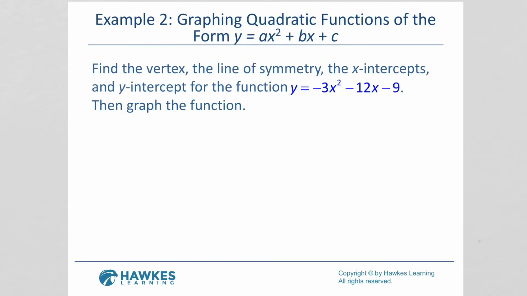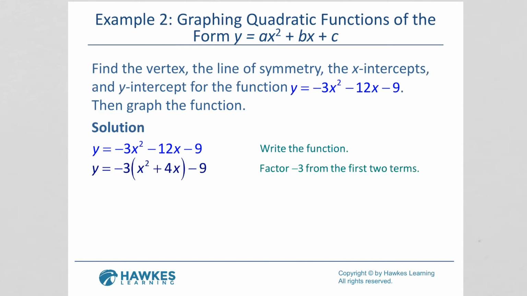Example 2: find the vertex, the line of symmetry, the x-intercepts, and the y-intercept for the function y equals negative 3x squared minus 12x minus 9. Then graph the function. So once again, our function is y equals negative 3x squared minus 12x minus 9. We're going to start by factoring a negative 3 from those first two terms, because I'm going to use the completing the square method again. That leaves me with y equals negative 3 times the quantity x squared plus 4x, minus 9.